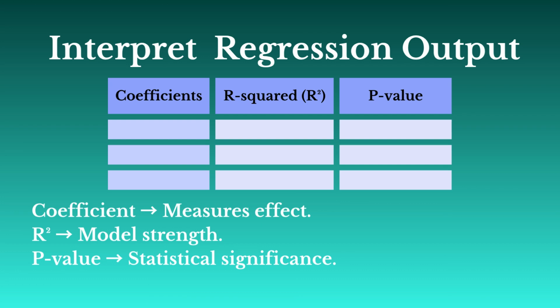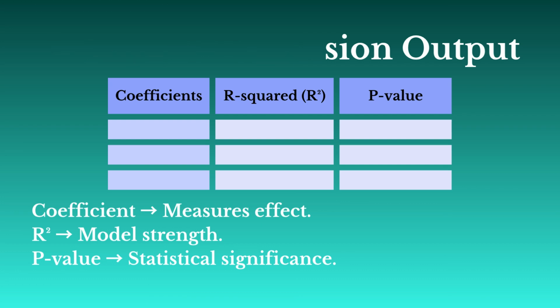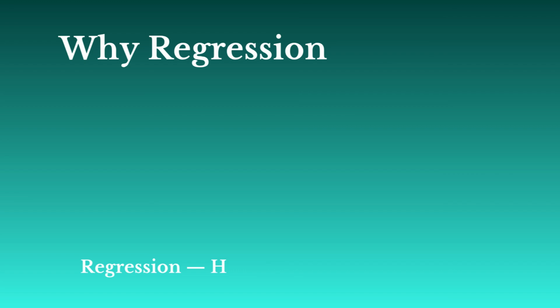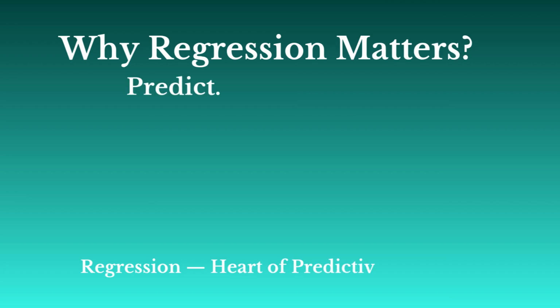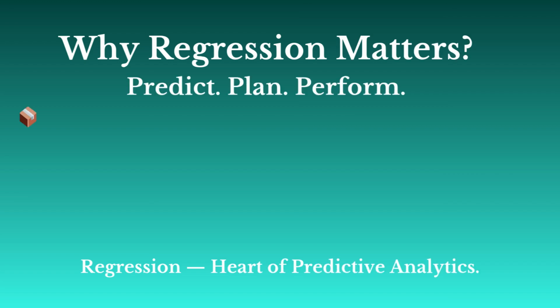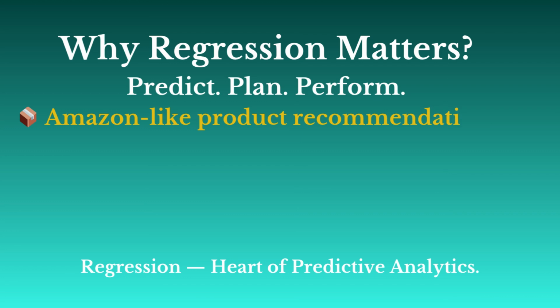Second, R squared. R squared tells you how much of variation in y your model explains. R square of 0.8 means 80% of change in your dependent variable is explained by your predictors. Third, p-value. P-value tells you whether your findings are statistically significant. P-value less than 0.05 generally means your result is unlikely due to chance. Once you understand these results, regression becomes lens for smarter decision making.